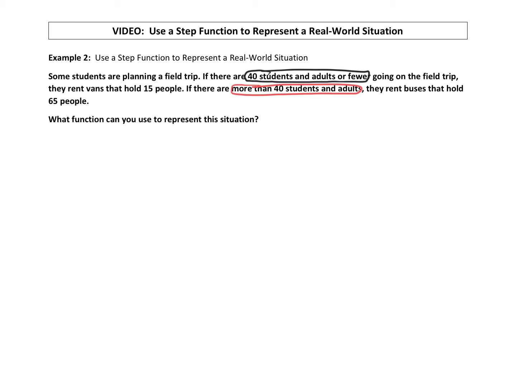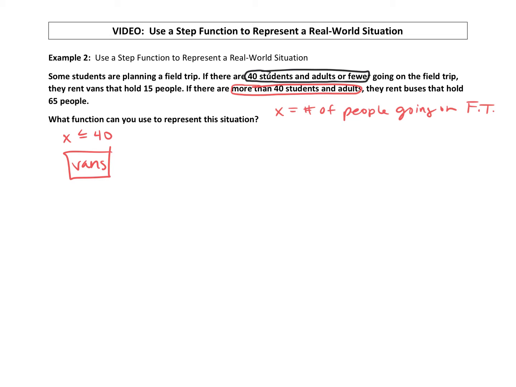So let's define a variable. We're going to use x in this function, so we'll let x represent the number of people going on the field trip, FT for field trip. Okay, so if we have 40 students and adults or fewer, we're going to say if x is less than or equal to 40, that means we're taking vans, right? So how many vans do we need? Each van holds 15 people.